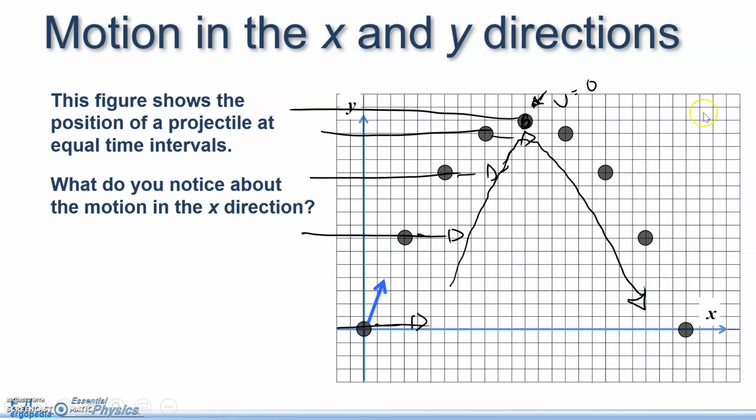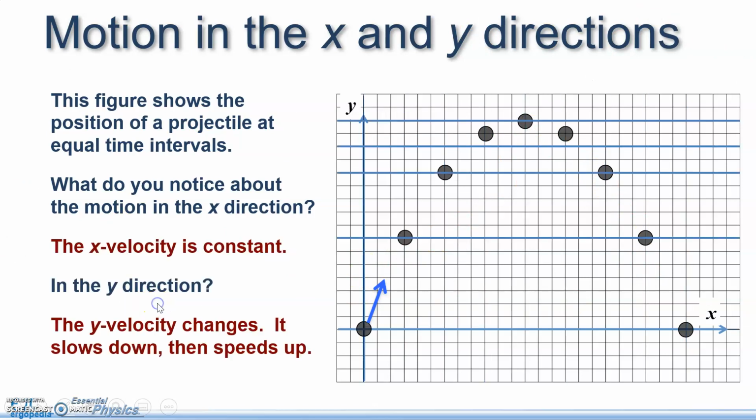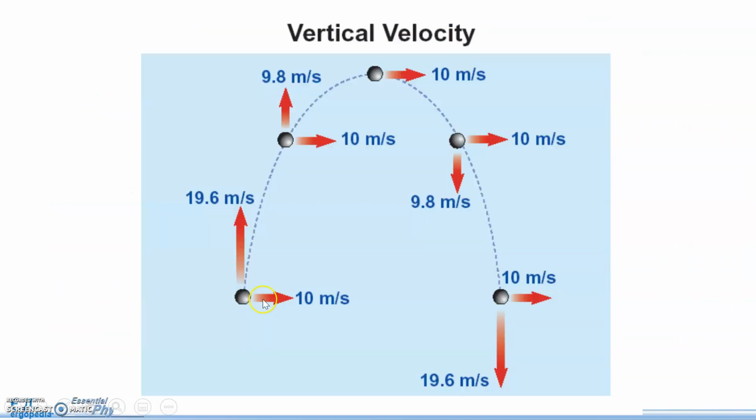So as the object moves up, it slows, it comes to a complete stop, and then it falls back down towards Earth. So the x velocity is constant, whereas the y velocity changes. It slows down, it stops, and then speeds up back down. The y direction is constantly being affected by gravity. So take a moment and copy this diagram down. This will really help you out in understanding this.